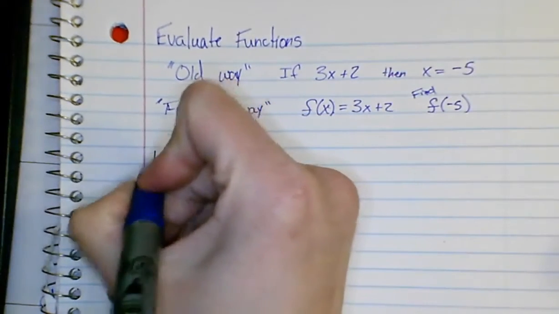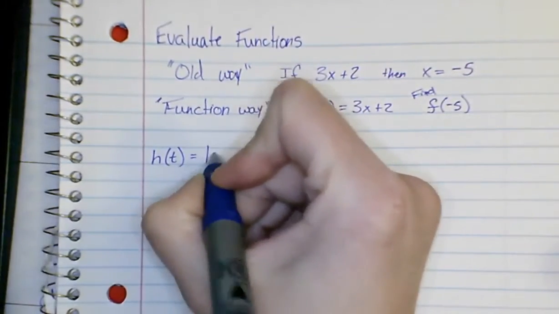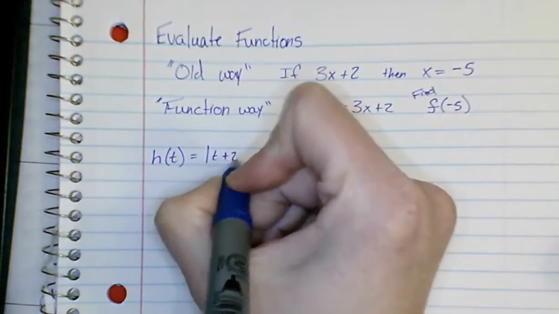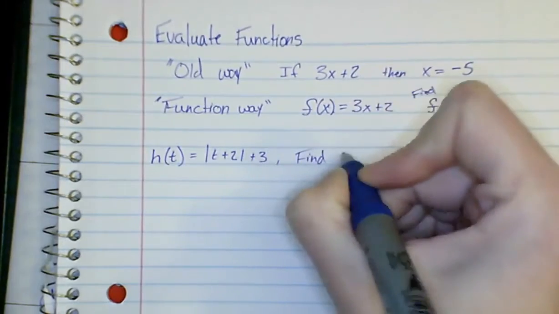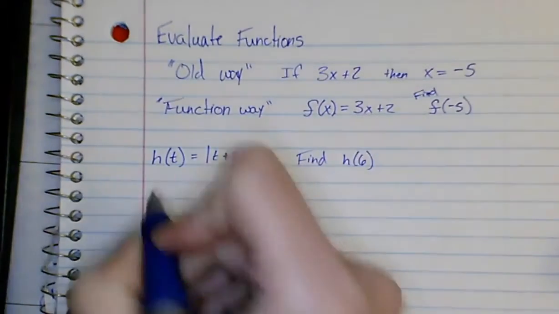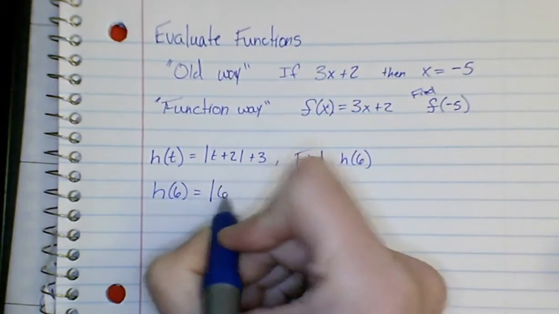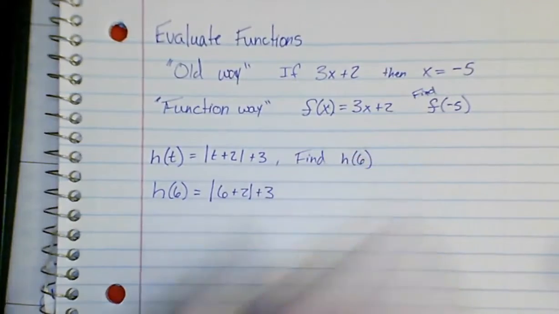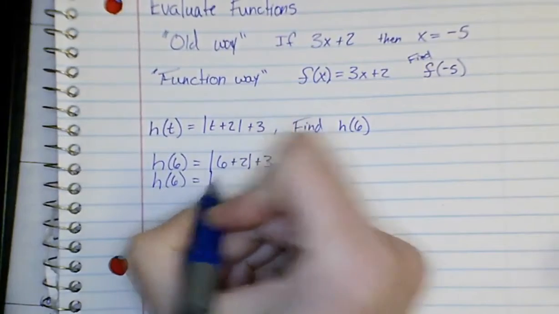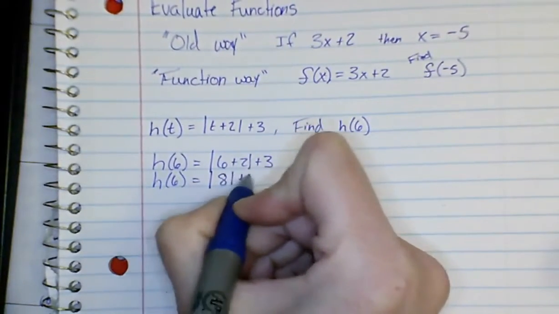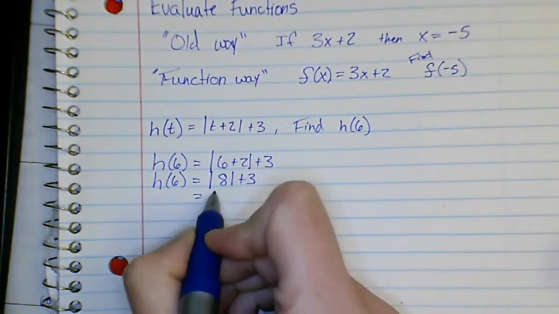For instance, if we have h of t equals absolute value of t plus 2, and then you add 3, we're going to find h of 6. So h of 6 equals absolute value of 6 plus 2, and then we're going to add 3 to that. So h of 6 equals absolute value of 8 plus 3. Absolute value of 8 is 8, and then add 3 would be 11.